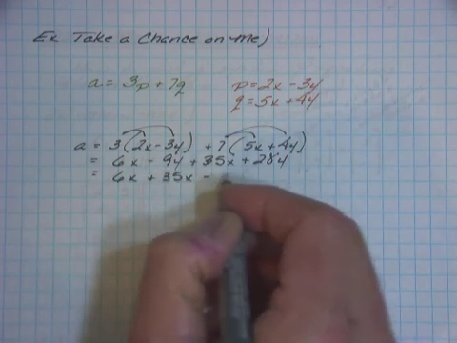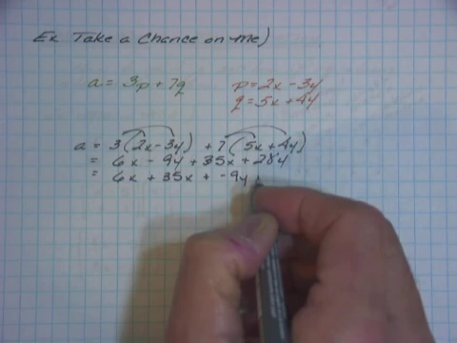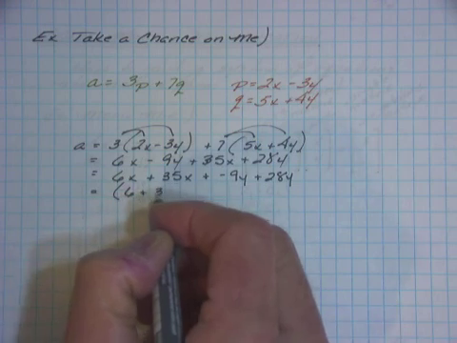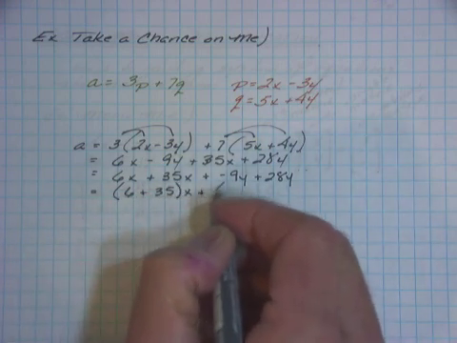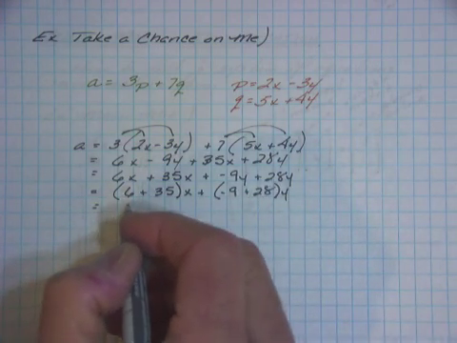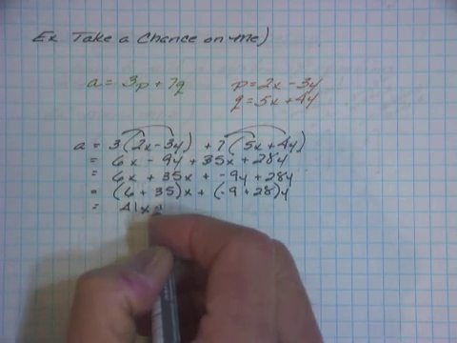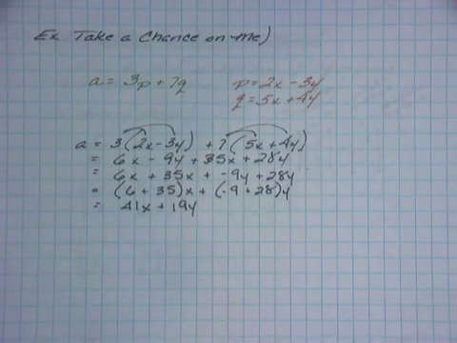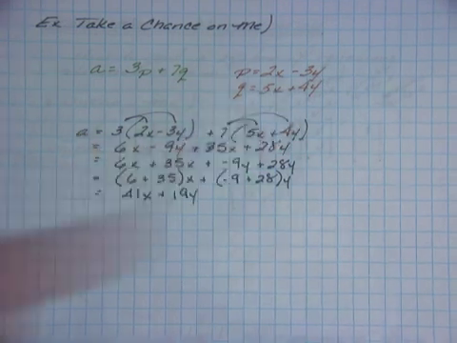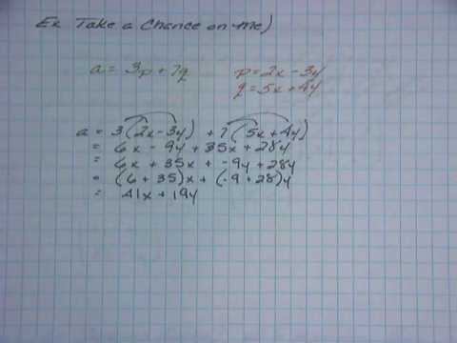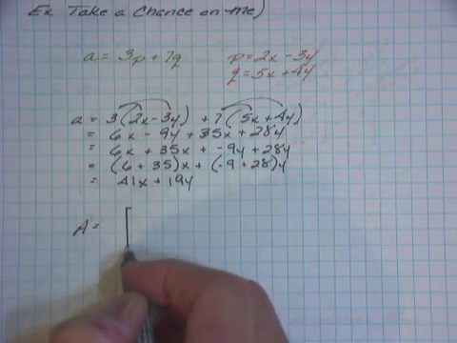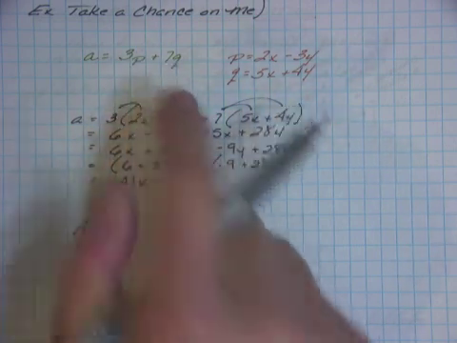And then we can combine the like terms. Let's do this the hard way. Let's rearrange and put the x terms next to each other: 6 plus 35x, plus negative 9y plus 28y. So our final is 41x plus 19y. So all I did was rewrite the equation for A in terms of X and Y. Got it? Now let's look at a different way of doing this.